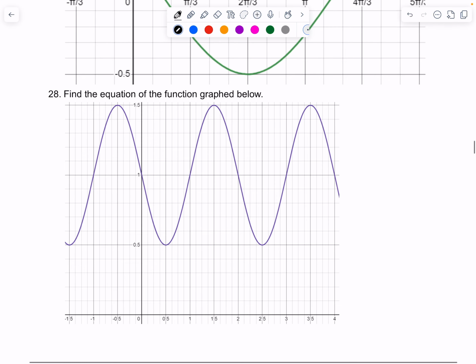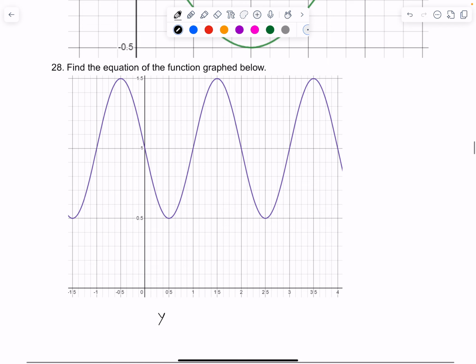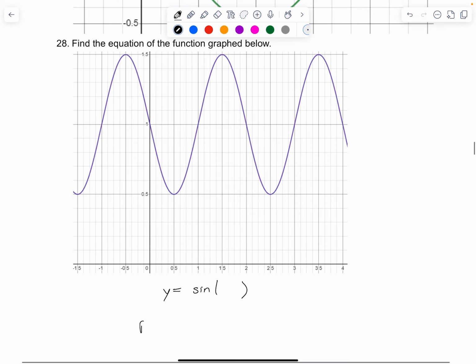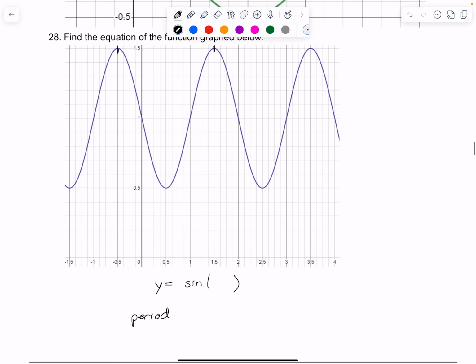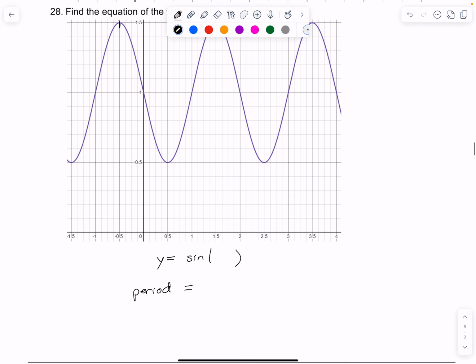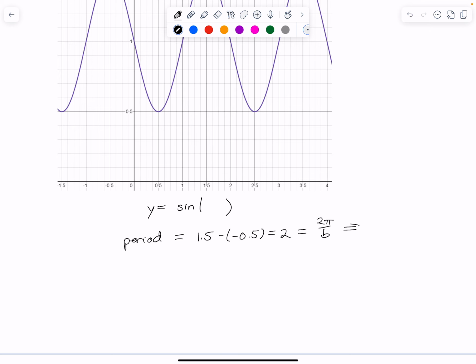Okay, for this one, same instructions. What jumps out at me is that it looks like a sine. And then I'm going to again start with the period. So an easy way to always find period is you just go peak to peak. So peak to peak is 1.5 minus negative 0.5. That is going to be 2. And period is always equal to 2 pi over b, which means we need to find b. And I can do that in my head pretty easily. Clearly, to get to 2, we need to divide by pi. So I'm going to put pi x.